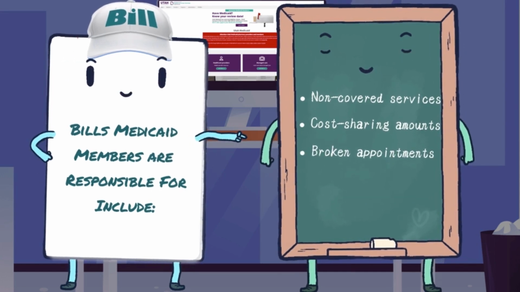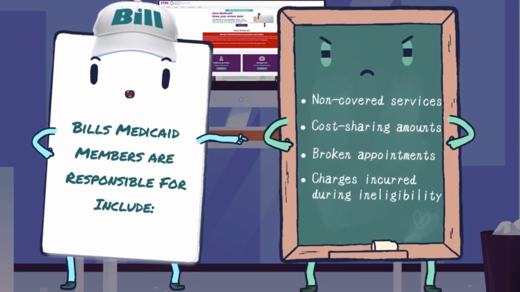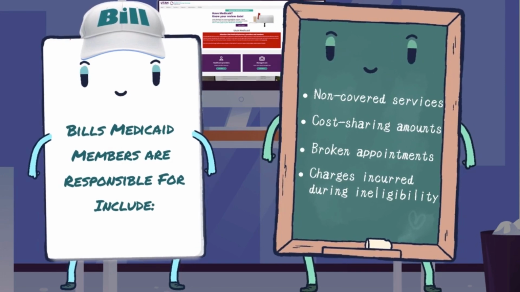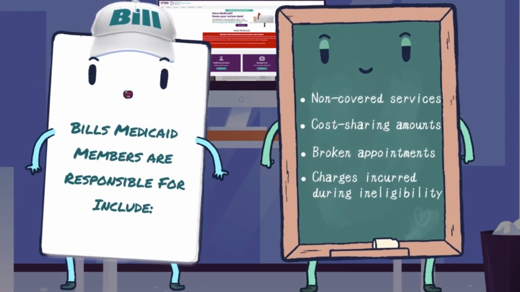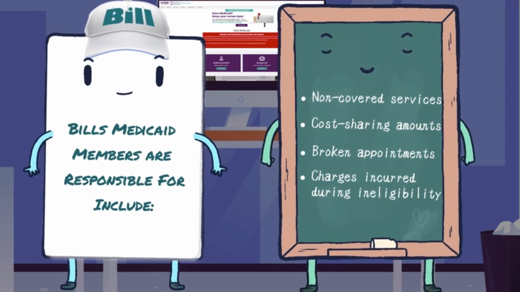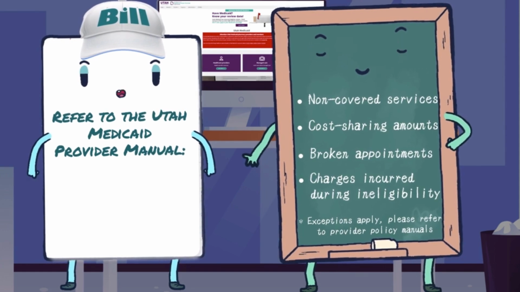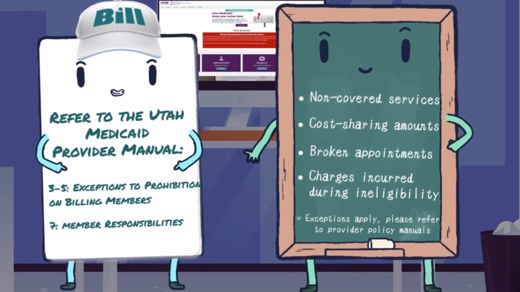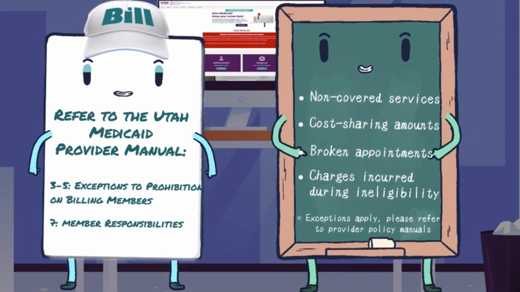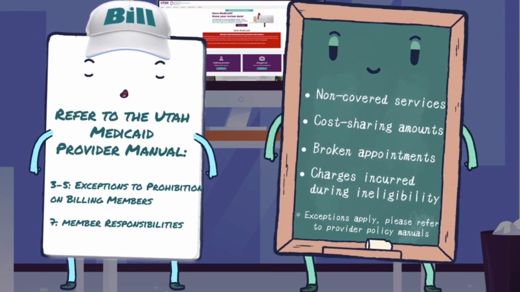Broken appointments. Charges incurred during a time of ineligibility. The specific policy for each charge must be followed before the Medicaid member can be billed. Refer to 3-5, Exceptions to Prohibition on Billing Members, and Chapter 7, Member Responsibilities in the Utah Medicaid Provider Manual.